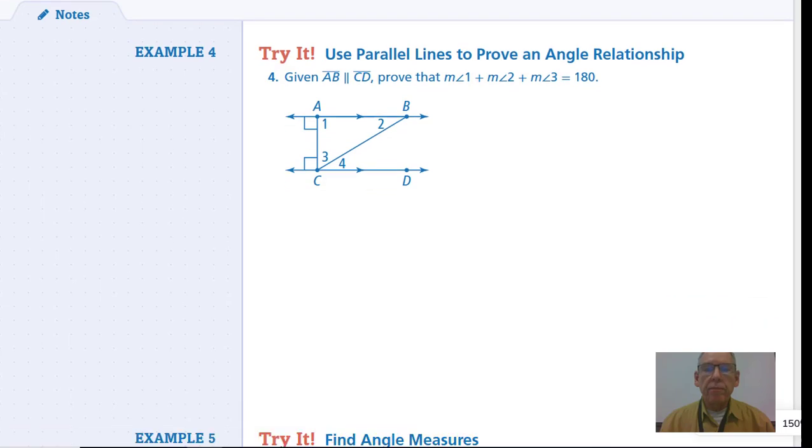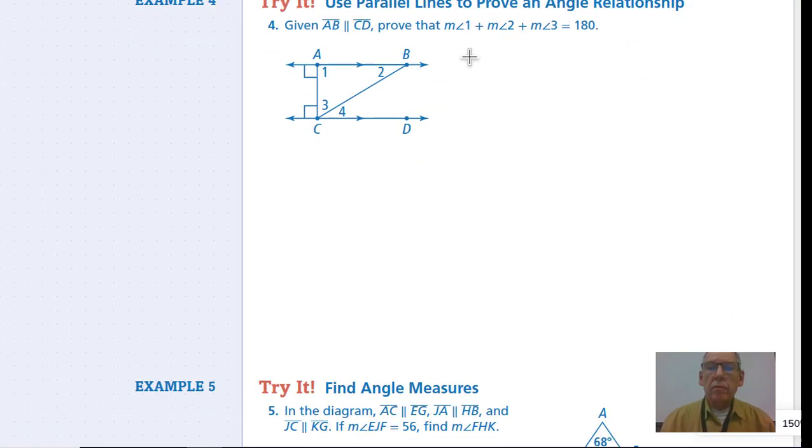Let's look at example 4. We want to show that measure angle 1 plus angle 2 plus angle 3 is 180. Well, measure angle 1 equals 90, and that is because it's a right angle. Right angles are 90. Angle 3 and 4, measure angle 3 plus measure angle 4 equals 90. That's definition of complementary.